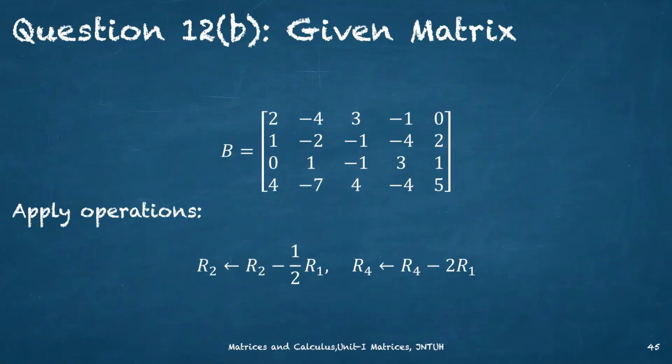Question 12b. In this part, we are given a matrix B with 4 rows and 5 columns. The matrix has values filled in all positions. To start simplifying, we apply 2 row operations. First, we replace row 2 with row 2 minus 1/2 times row 1. Second, we replace row 4 with row 4 minus 2 times row 1. These operations are used to eliminate values below the first pivot in column 1, so we can move closer to echelon form and eventually find the rank.